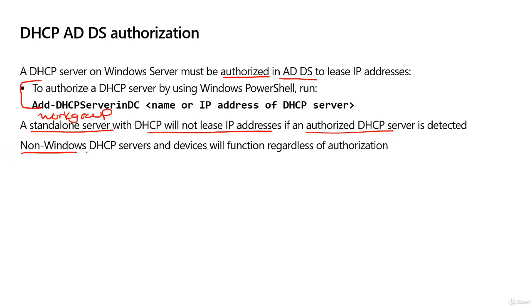If you have a non-Windows DHCP, like some type of router, access points can also run DHCP, even some switches, like enterprise switches like Cisco can run DHCP. Any non-Windows device, it will function regardless of authorization because they don't read Microsoft's authorization. That's just a Windows setting, the authorization. But let's take a look at creating a scope and authorizing our servers in DHCP.